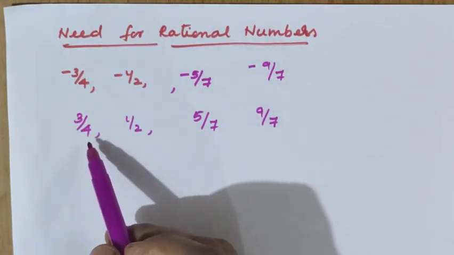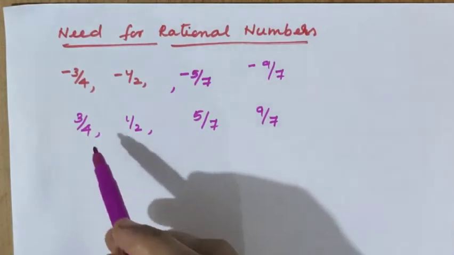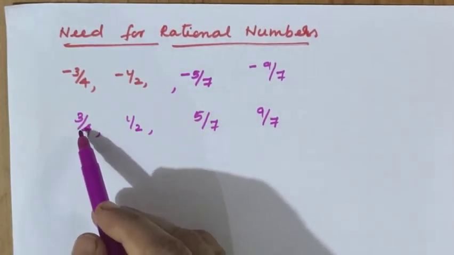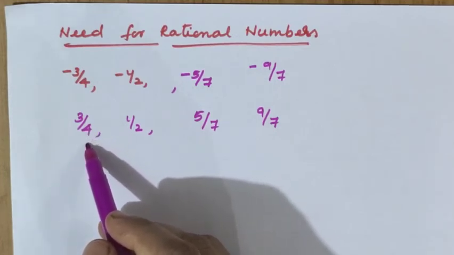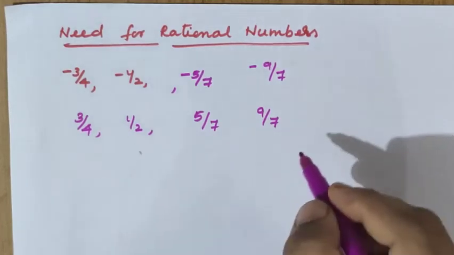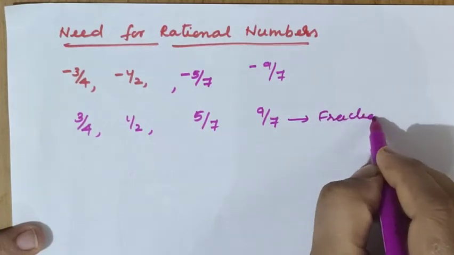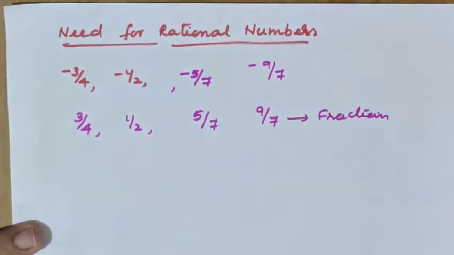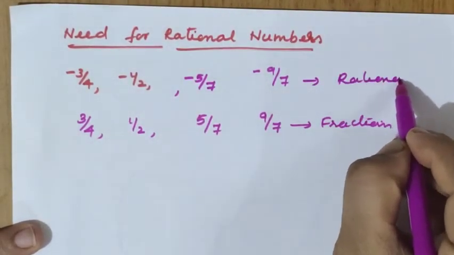Now we take 3 by 4, 1 by 2, 5 by 7, 9 by 7. These are also in the form of numerator by denominator, but all the terms are positive, whether it is the numerator or the denominator. This second group is called positive only. These are called fractions, right? In addition to fractions, what is the change in rational numbers? The sign can be negative also sometimes. So these types of numbers are called rational numbers.